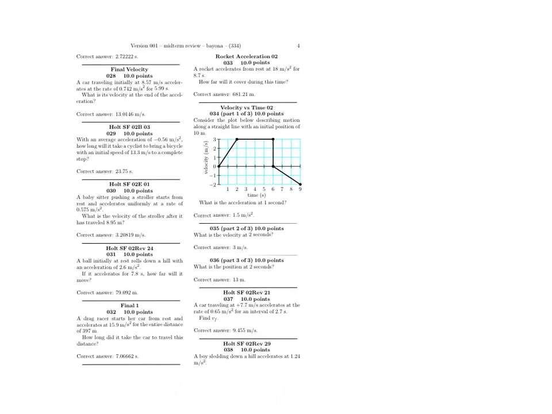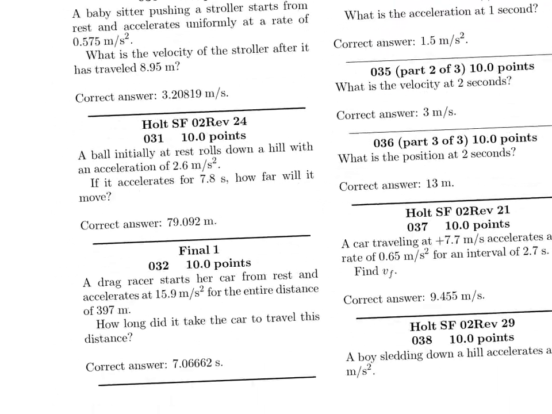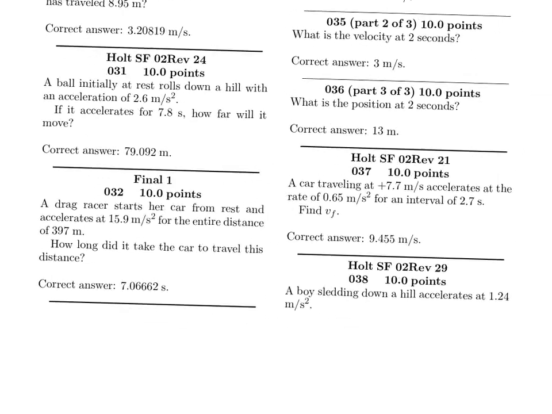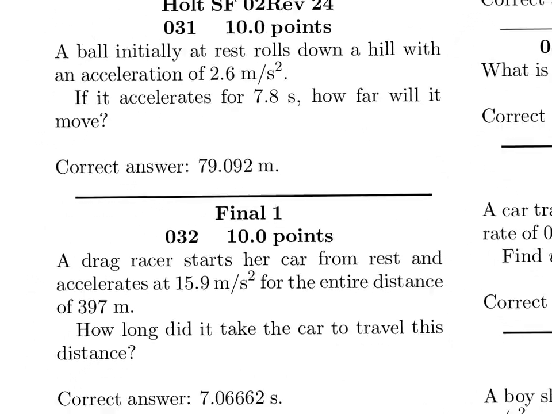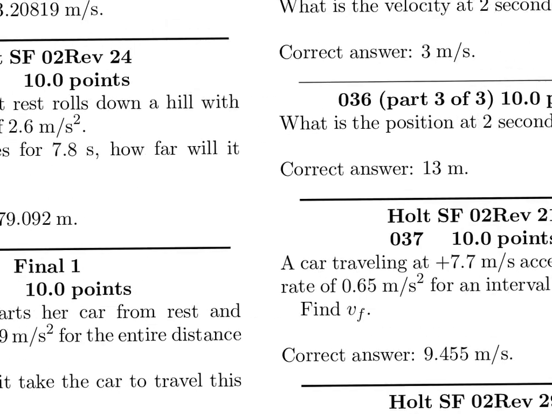Can't find it. 31. Okay, it's up here. No, it's not. Where did it go? Oh, here we go. All right. Ball rolls down a hill, then acceleration. Oh, what happened to my formula chart? Where did it go? There it is. Come down. There we go.